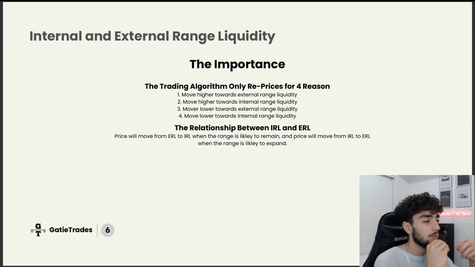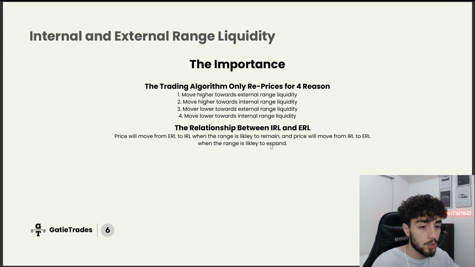Higher or lower to external range liquidity. The second way is higher or lower to internal range liquidity. That is simply it. We are either seeking a liquidity pool resting at external range liquidity, or we are seeking a form of internal range liquidity inside of a trading range.